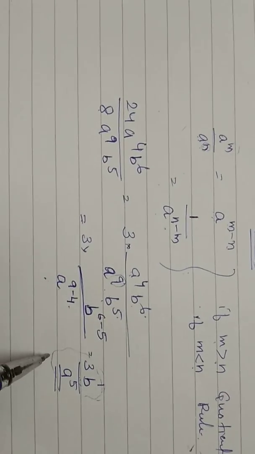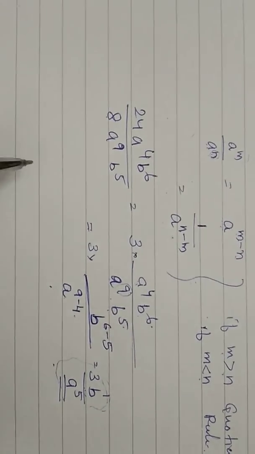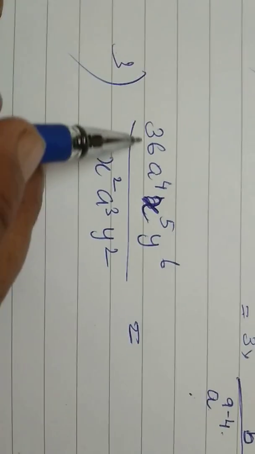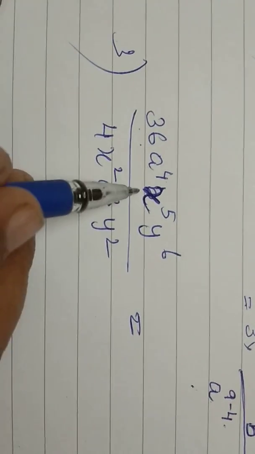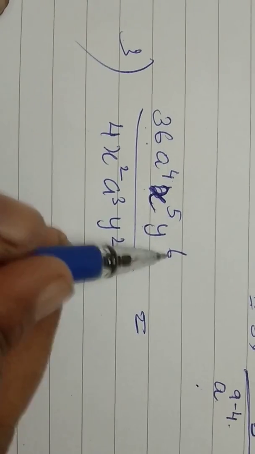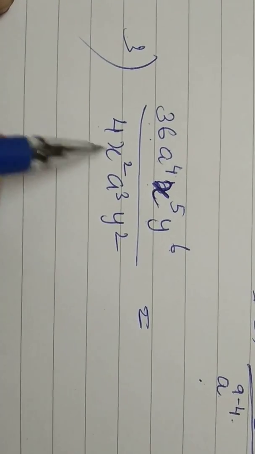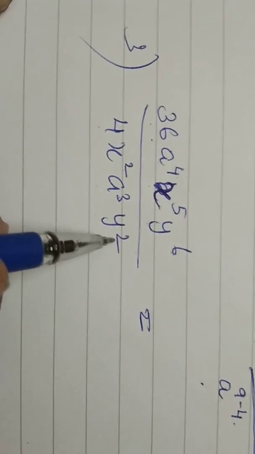Okay, I will show one more example. Here is the third question: 36 a raised to 4 into x raised to 5 into y raised to 6 divided by 4 x square a cube y raised to 4.